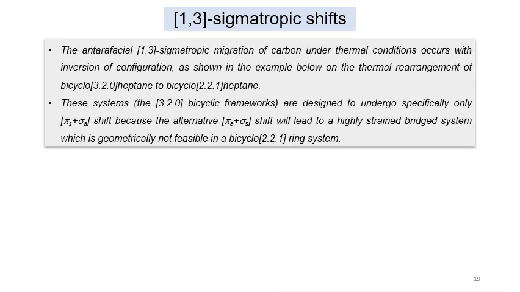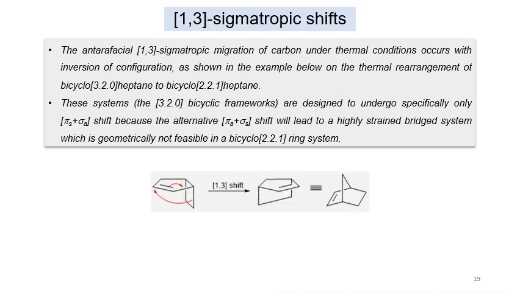What about antifacial 1,3 sigmatropic migrations? Obviously, these have to be allowed under thermal conditions only, and since this is antifacial, it will lead to the inversion of configuration. For example, let us consider this particular reaction. This is now undergoing a 1,3 sigmatropic shift of the carbon. Obviously, it has in an antifacial mode leads to inversion.